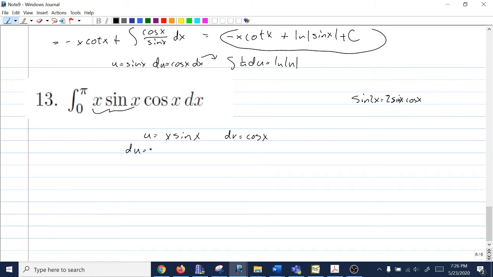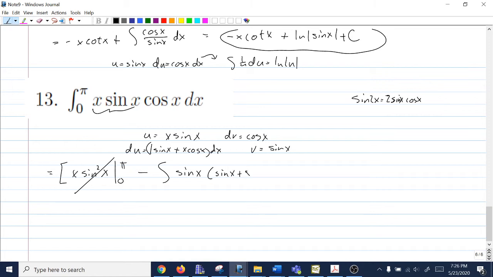Du is the derivative of this, is 1 sine x plus x cosine x, all dx. V is going to be the integral of this, is just sine x. So this becomes uv, x sine squared x evaluated from 0 to pi. Luckily that's 0, sine is 0 at 0 and pi. This goes away. Minus the integral of v du. V is sine x. Du is sine x plus x cosine x dx.